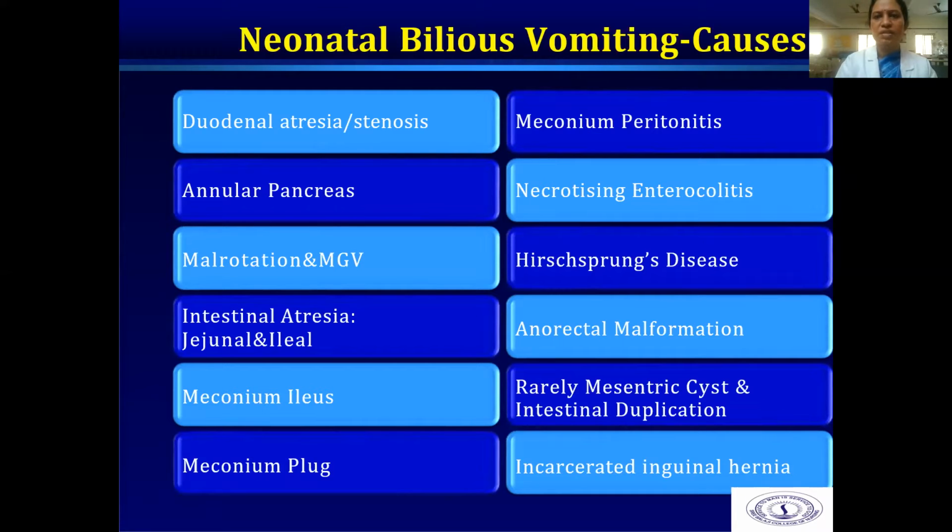Bilious vomiting is something which is very serious. It should be looked into very quickly. It can be duodenal atresia or annular pancreas, or it can be due to some malrotation or intestinal, jejunal or ileal atresia or anorectal malformation. So we have to keenly observe the child, the signs and symptoms, and do diagnostic evaluation as early as possible.